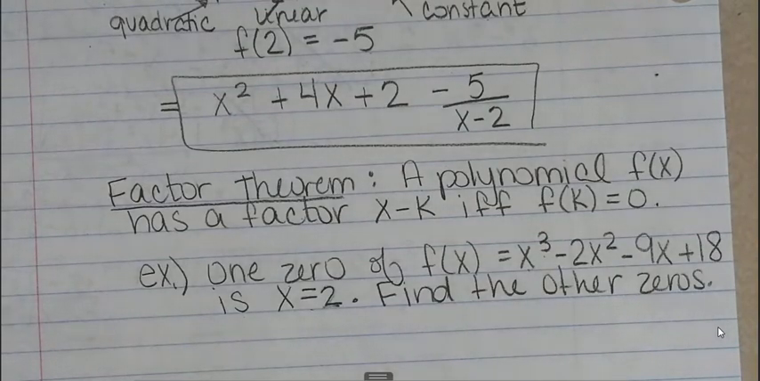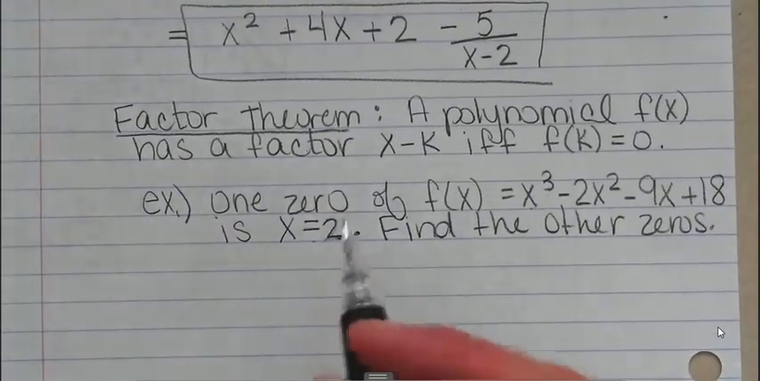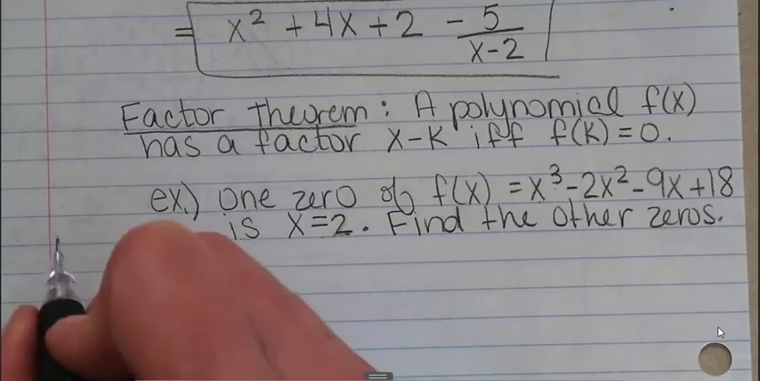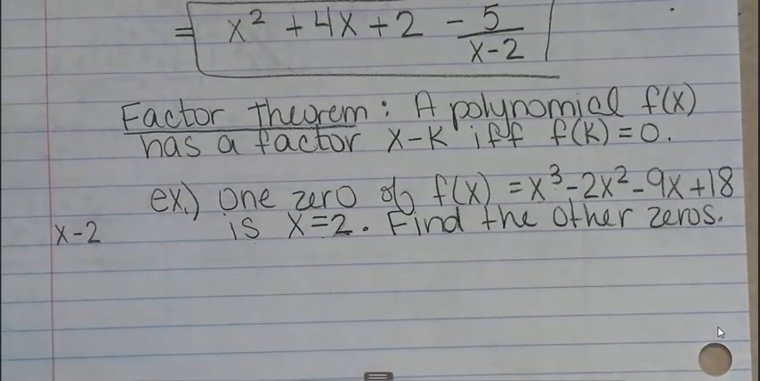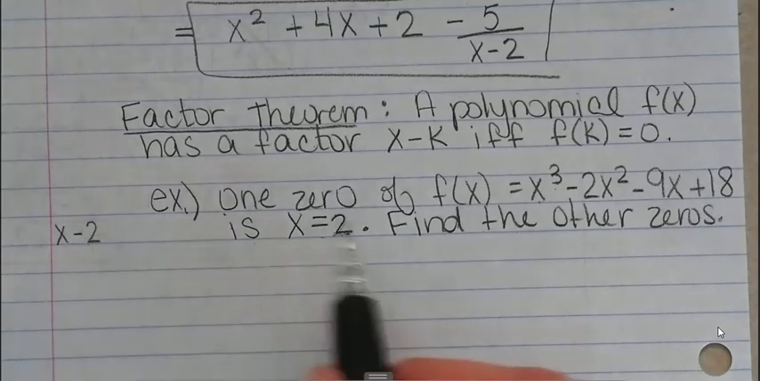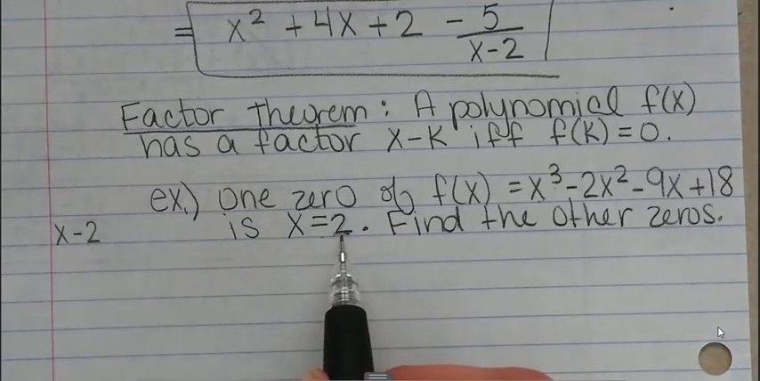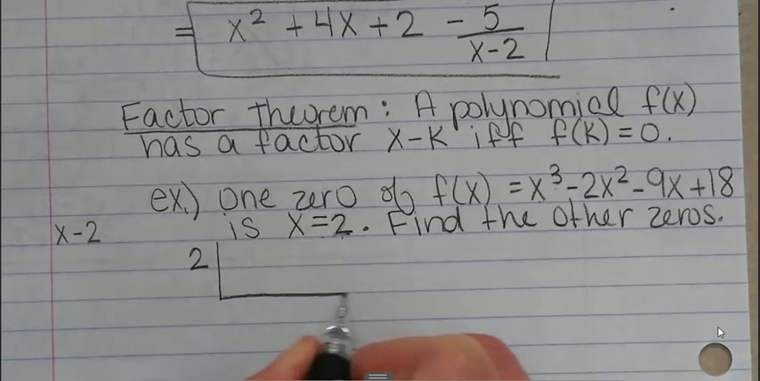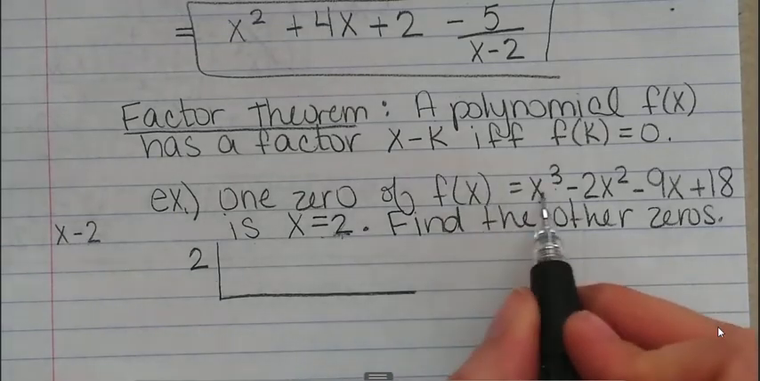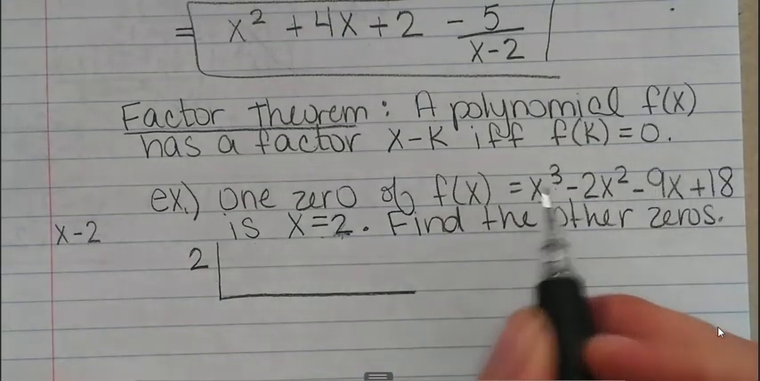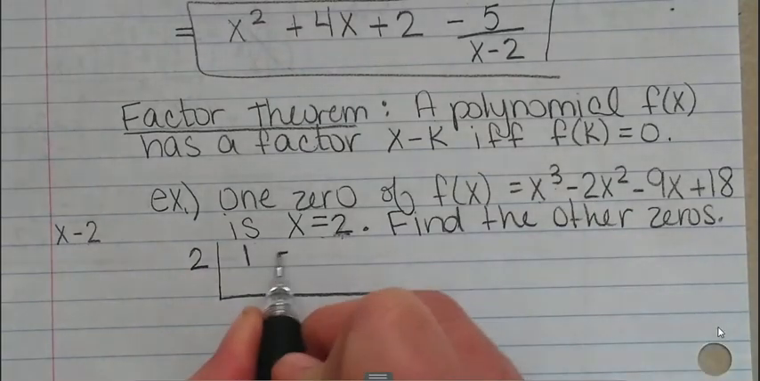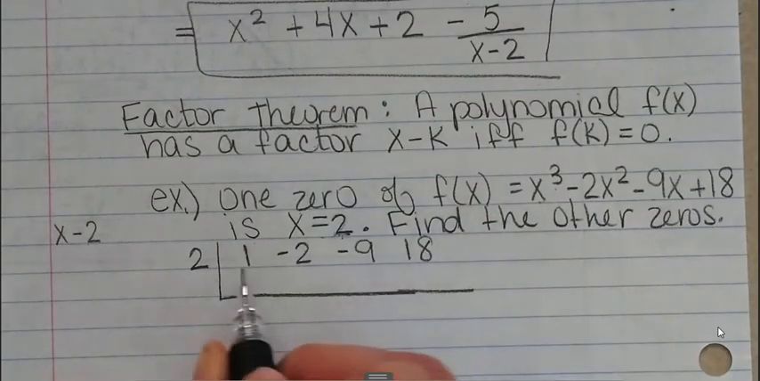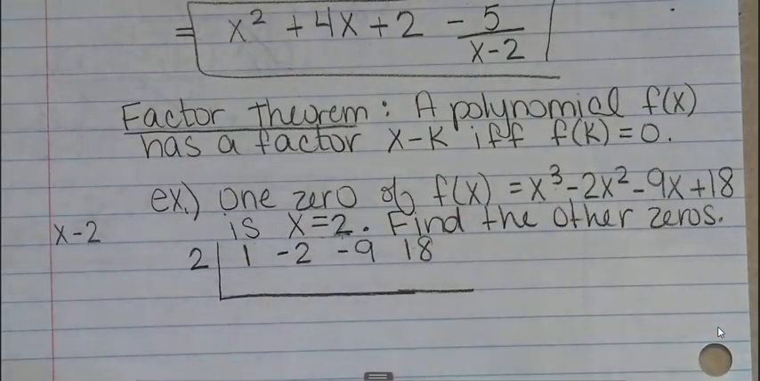Okay, so I'm going to use synthetic division. I know that 2 is one of my zeros, or in other words, I know that x minus 2 is a factor, right? So x minus 2 is a factor, making x equal to 0. So I'm going to use synthetic division to divide out this factor from this polynomial. So I'm going to use 1, -2, -9, and 18. Remember, if we were missing any degrees here, we would have had to put some zeros in there.